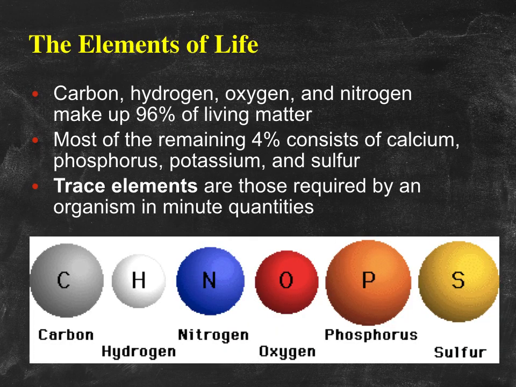There are four main elements of life: carbon, hydrogen, oxygen, and nitrogen. Together they make up about 96% of living matter. The remaining elements consist of calcium, phosphorus, potassium, and sulfur. Trace elements are those that are required in very small quantities. These are important to know, specifically CHON, the main four, but also phosphorus and sulfur as far as the main elements that consist of life.